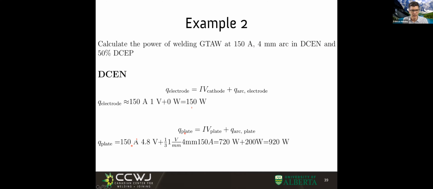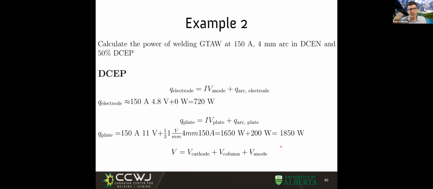In addition to that, we want to add an approximate calculation of how much of the energy of the hot plasma gets transferred to the plate. That is 1/3, more or less. And with this, we calculate then 920 watts. So keep these two numbers in mind: 150 watts at the electrode, 920 watts at the plate. If I flip the polarity, in this case is what would be called reverse polarity now, right? Electrode positive, the way you don't want to do it because you melt the electrode.